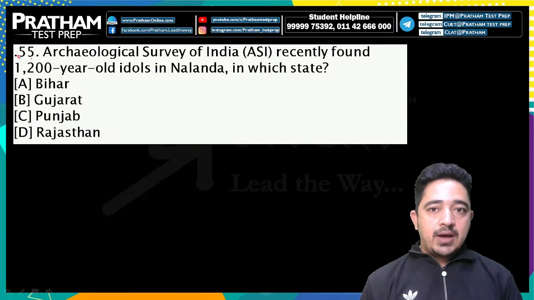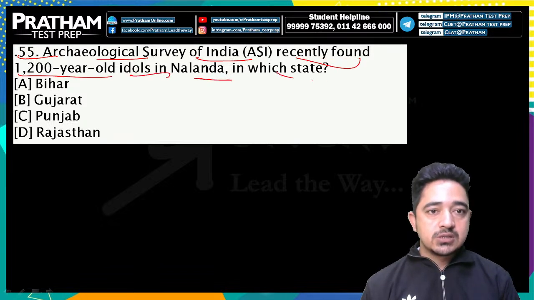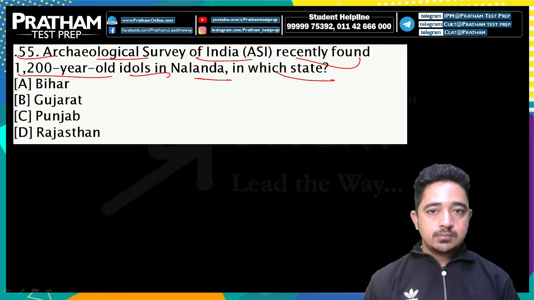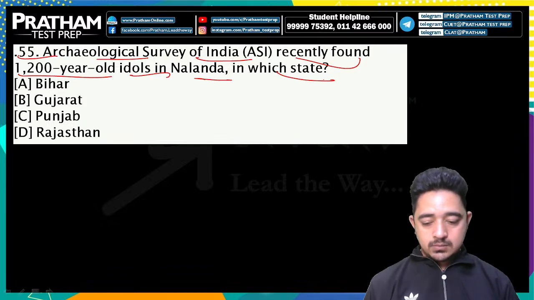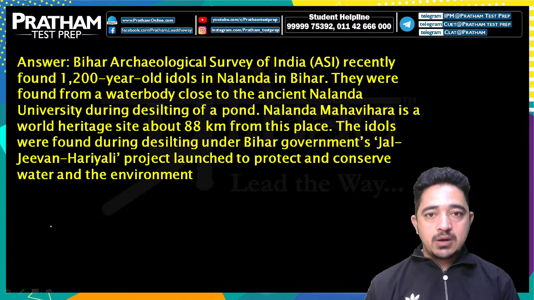Moving to the next one, 55. The Archaeological Survey of India, ASI, recently found 1200-year-old idols in Nalanda in which state? Bihar, Gujarat, Punjab, and Rajasthan. So Nalanda University, that was in Bihar. So yeah, B is Gujarat? No, so the right answer would be Bihar.